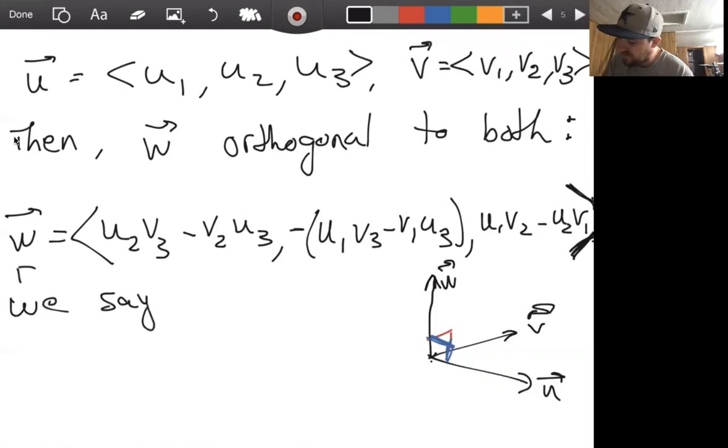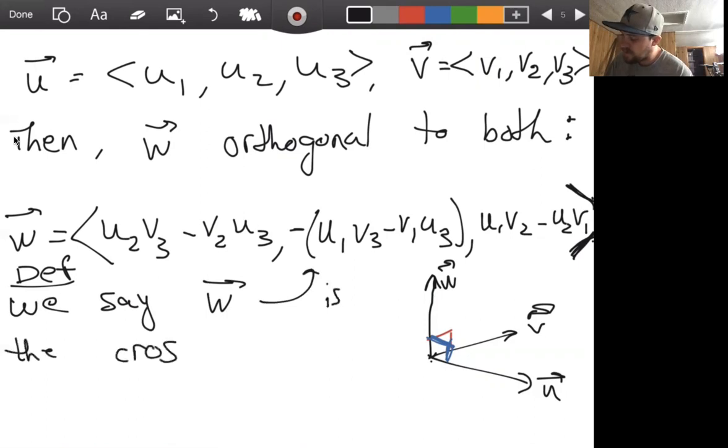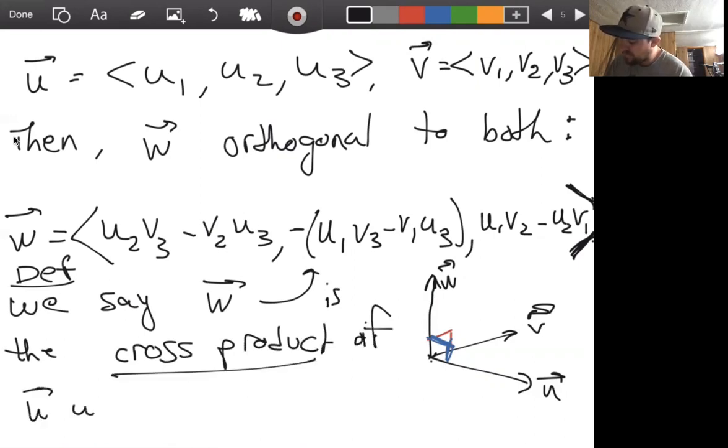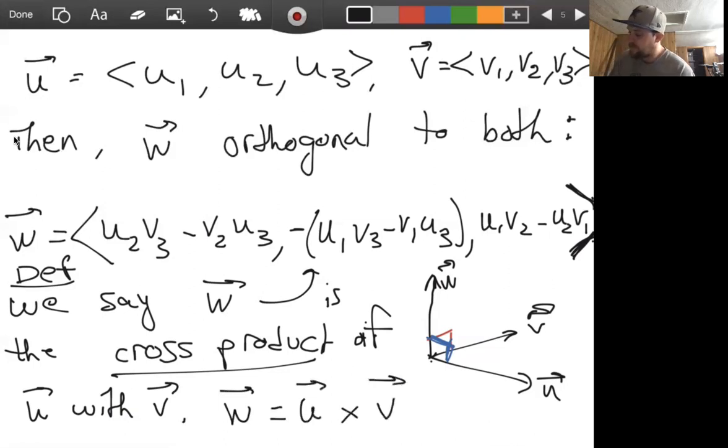So here's a definition. We say W, given by this long formula above, is the cross product of U with V. And we say W is equal to U cross V. We write this as a cross product here. So notice, like for the dot product, we use the dot symbol, right? And for a cross product, we use a cross or an X.